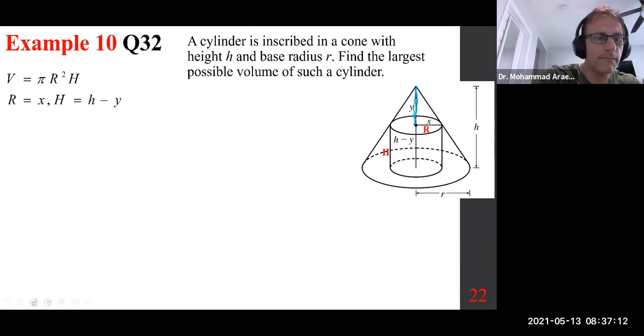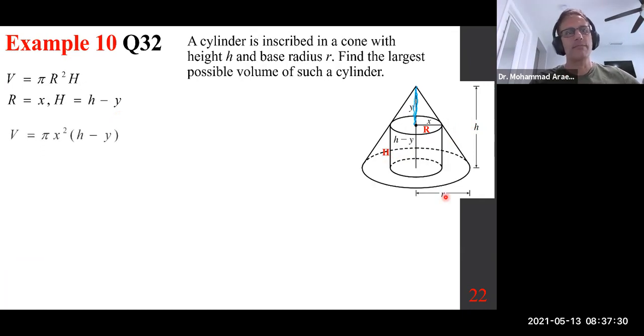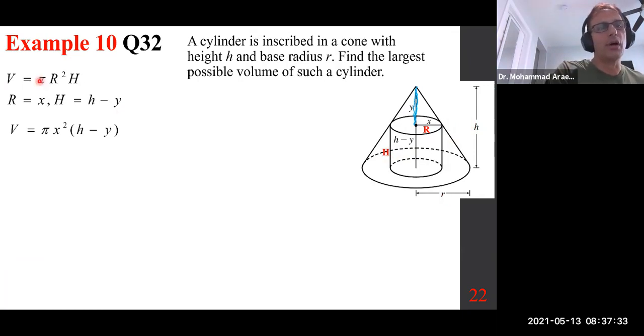If this is y, then H is lowercase h minus y. The reason we do that is because lowercase h and r are fixed. Let's write the formula as pi, r squared becomes x squared, capital H becomes h minus y, and the volume is a function of x and y. So we have two variables, namely x and y.